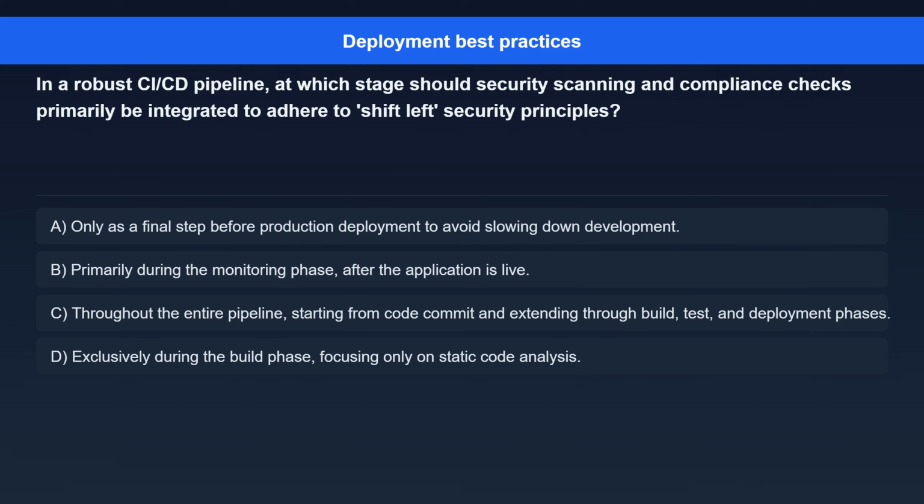Question 3. In a robust CI/CD pipeline, at which stage should security scanning and compliance checks primarily be integrated to adhere to shift-left security principles? Option A. Only as a final step before production deployment to avoid slowing down development. Option B. Primarily during the monitoring phase, after the application is live. Option C. Throughout the entire pipeline, starting from code commit and extending through build, test, and deployment phases. Option D. Exclusively during the build phase, focusing only on static code analysis.